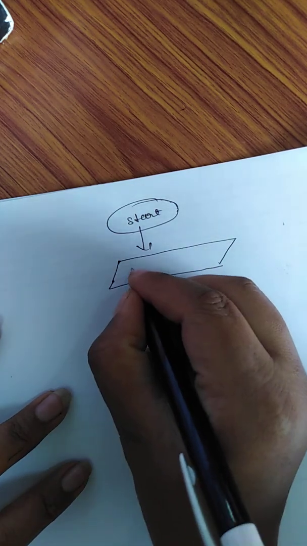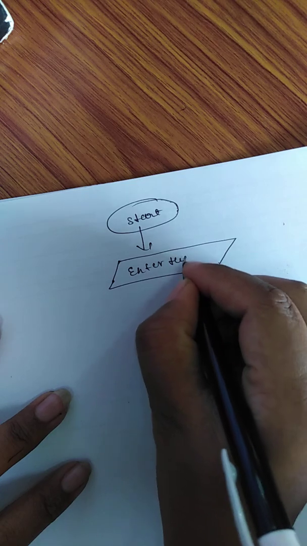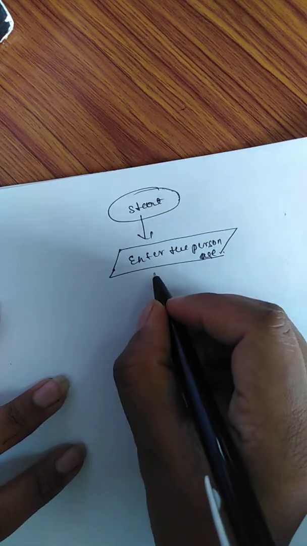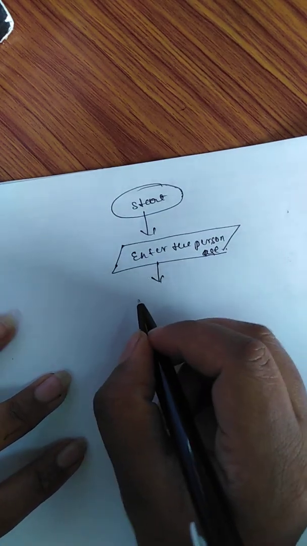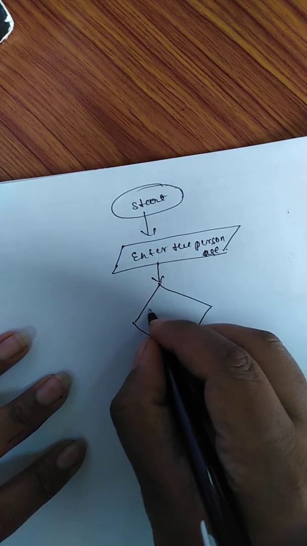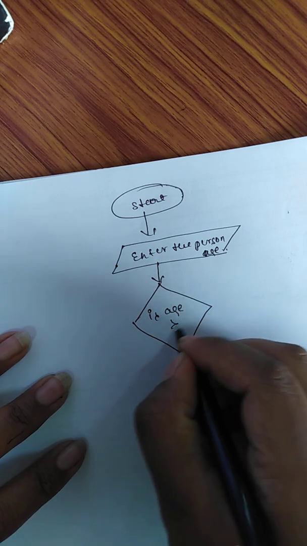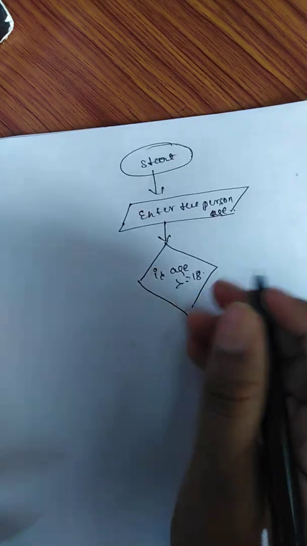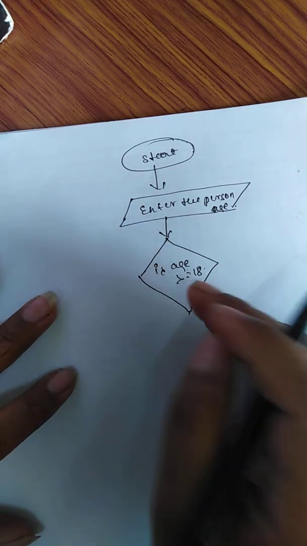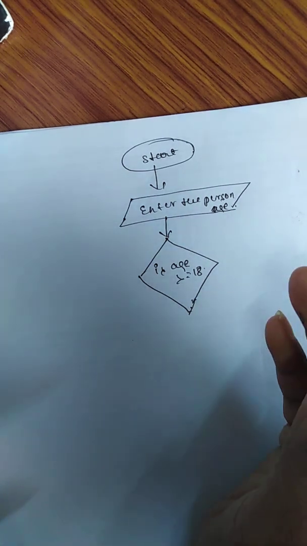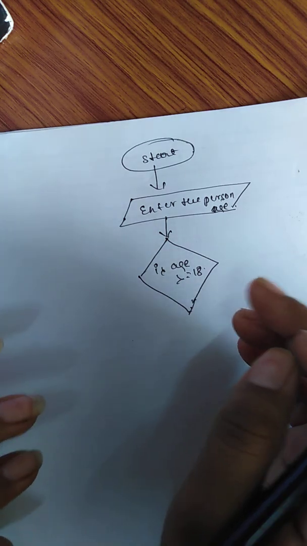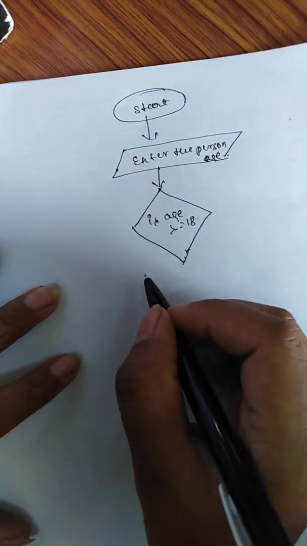I will enter the person's age. Whatever age he or she has, we can mention it. Then we can find out if his age is greater than or equal to 18. We can check the condition here: whether his age is greater than or equal to 18, less than or equal to 18, or equal to 18. We can check it now.